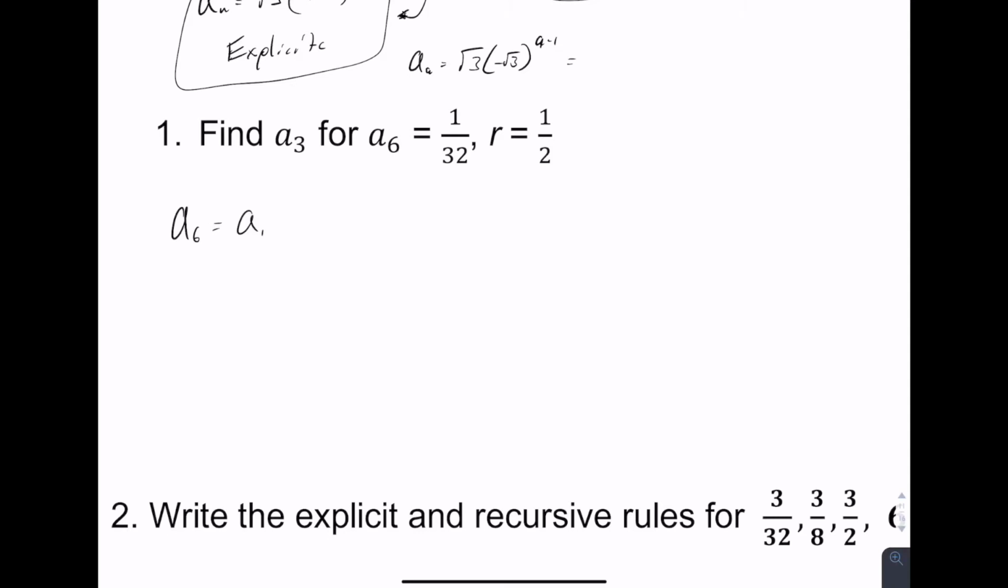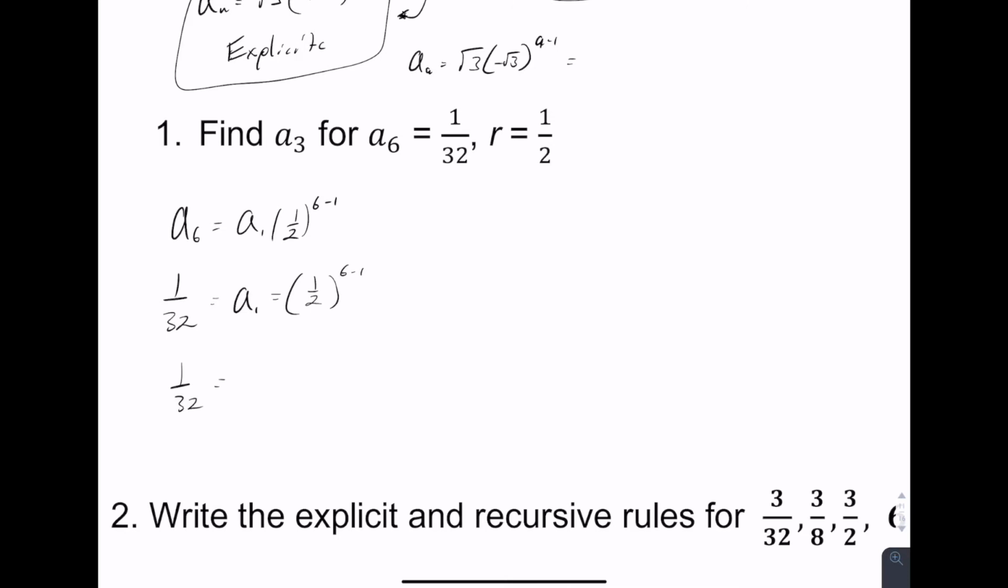a1 times 1/2, and then this would be 6 minus 1. Well, I don't know what a1 is, but they told us that a6 is 1 over 32, so I could figure that out really quickly. This would be 1 over 32 equals a1, I don't know that. This is 1/2. This is 6 minus 1. Here we can do some math.